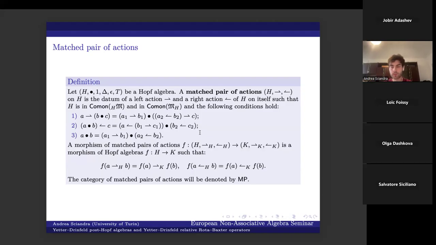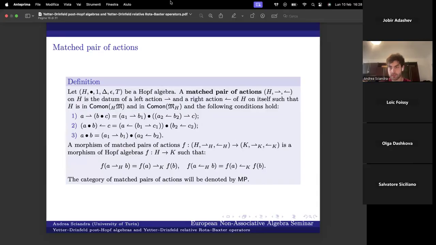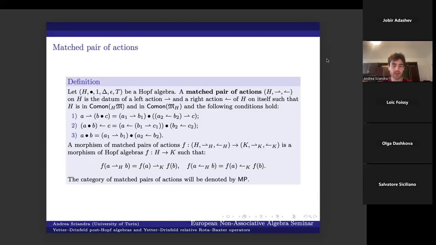So the first two just tell you how an element acts on a product. And again, the second tells you how the right action acts on a product, while the third one tells you that the product of two elements is just given by this product here, where you use the left and right action. And a morphism of matched pairs of actions is, again, just a morphism of algebras, such that it is compatible with the two actions.